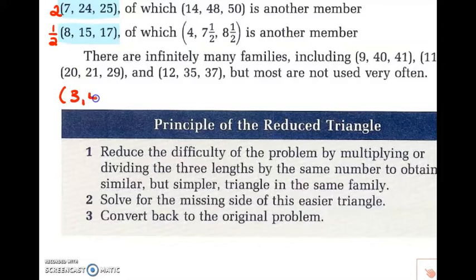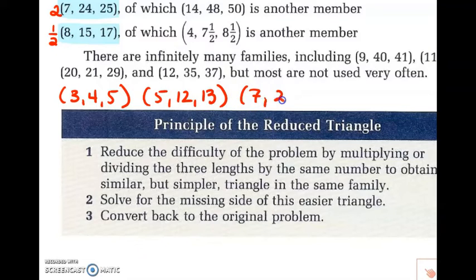Once again, they are 3, 4, 5; 5, 12, 13; 7, 24, 25; and 8, 15, 17. You are required to know those.